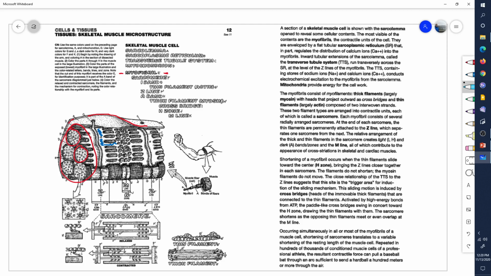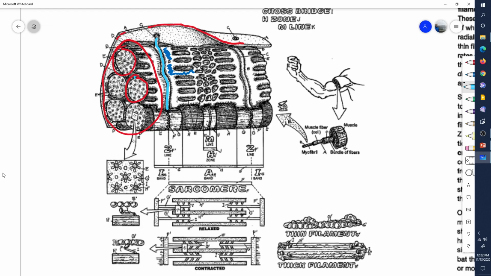These little tubes here are called the transverse tubule system. And they're responsible for bringing other ions in, such as sodium. Let's take a closer look.